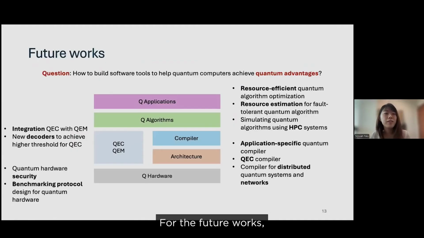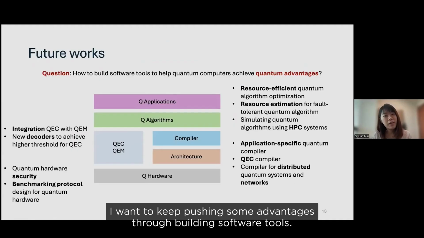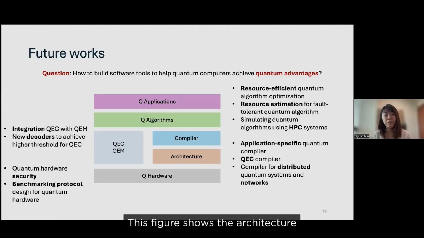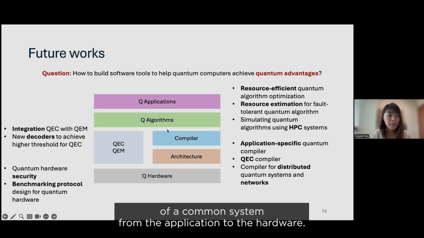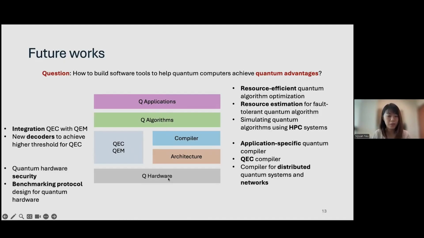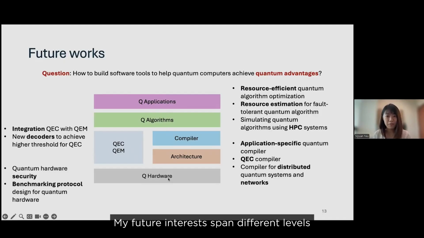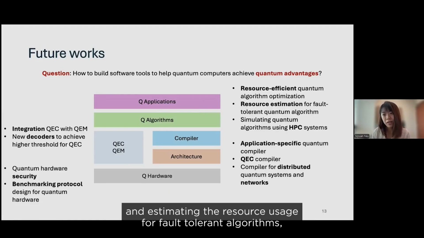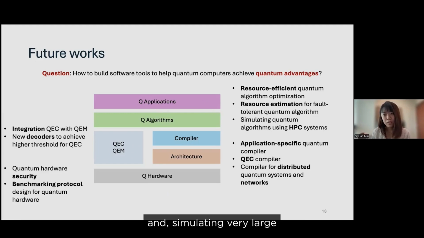For future work, I want to keep pushing quantum advantage through building software tools. This figure shows the architecture of a quantum system from the application to the hardware. My future interests span different levels. At the application and algorithm level, I'm interested in optimizing algorithms for resource efficiency, estimating the resource usage of fault-tolerant quantum algorithms, and simulating very large quantum systems using HPC systems.